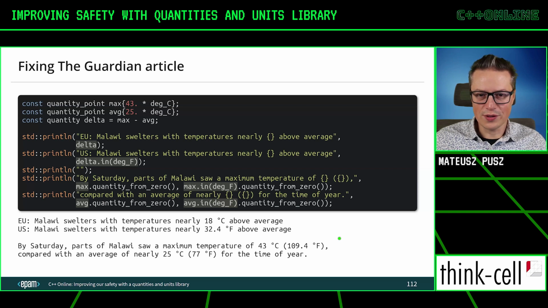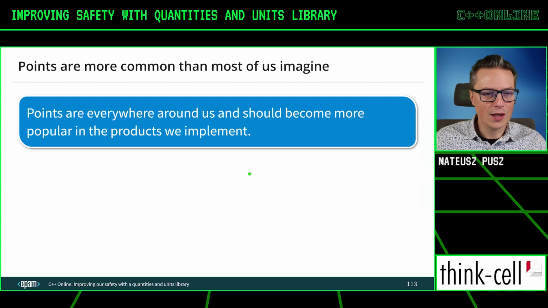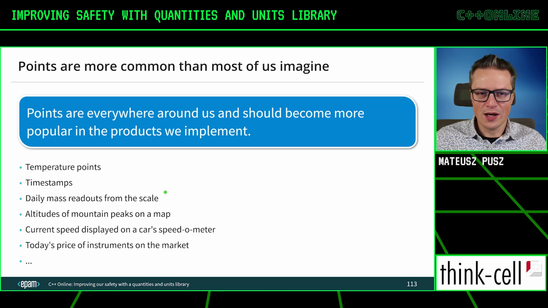But this time for quantities. Points are more common than you may imagine. People think about points when they think only about temperatures, maybe about time because of std::chrono::time_point. But actually, they are more common than we can imagine. They may also be used for timestamps, for daily mass readouts from the scale. If you are measuring your body weight, probably it should be expressed like this.